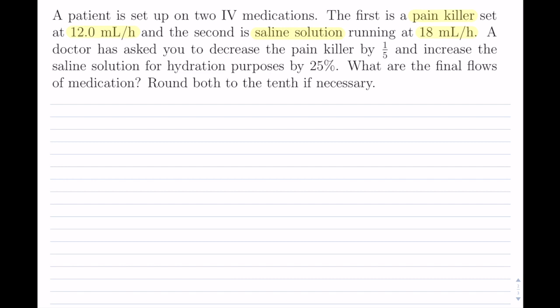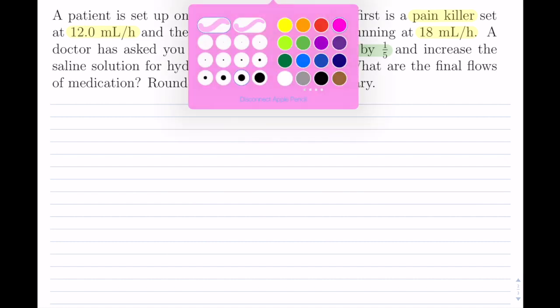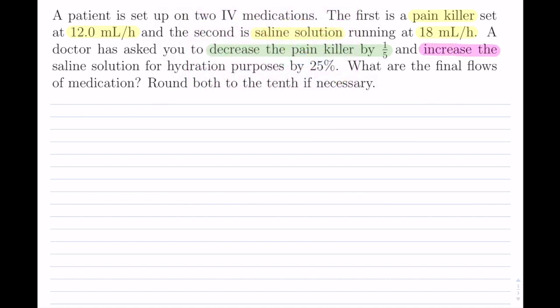A doctor has asked you to decrease the painkiller by a fifth and increase the saline solution. So increase the solution for hydration purposes by 25%. What are the final flows of medication? And we want to round this to the 10th if necessary. Okay.